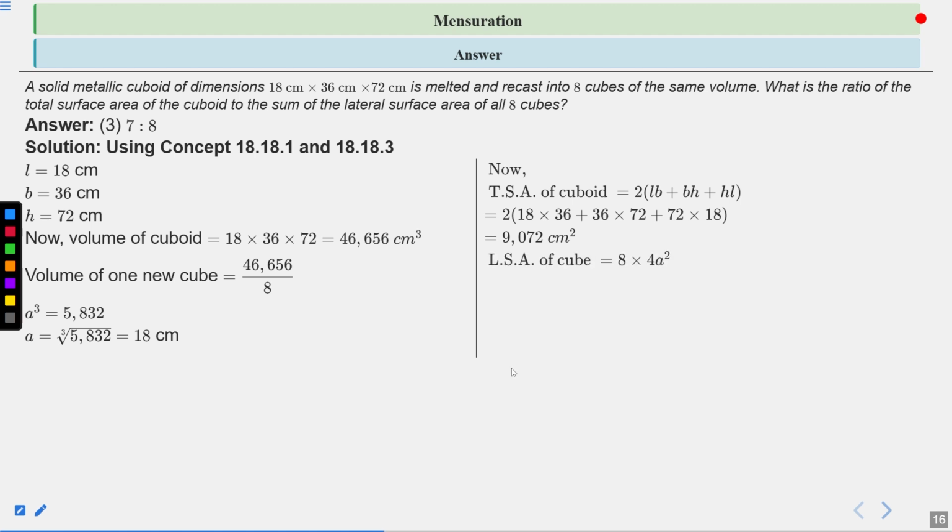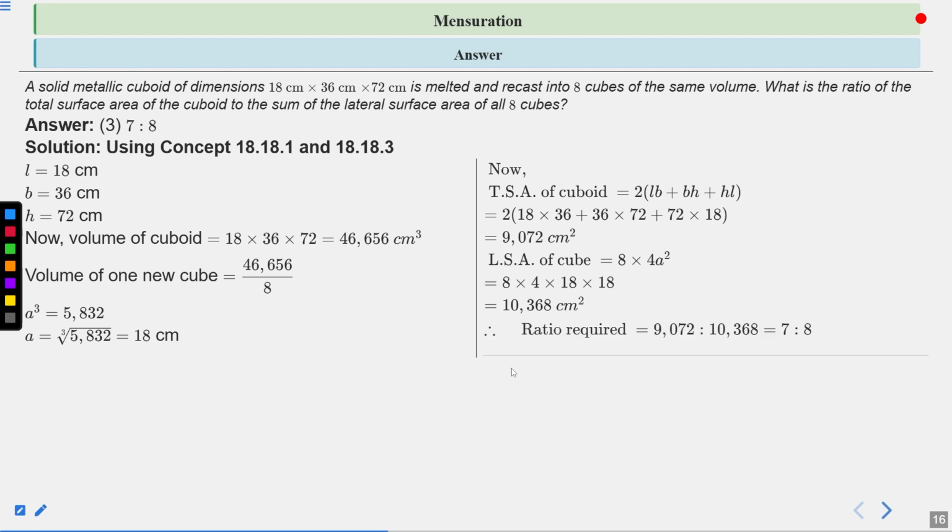Now calculate the lateral surface area of the cubes. We know that there are 8 cubes, and the lateral surface area of a cube is 4a square. So 4a square multiplied by 8. Now put the value of a, which is 18, and we get 4 into 18 into 18 into 8. When we simplify it, we get 10,368 square centimeter as the lateral surface area of the 8 cubes.